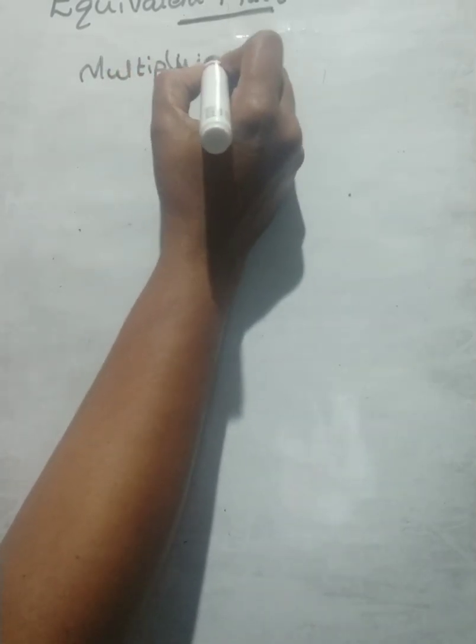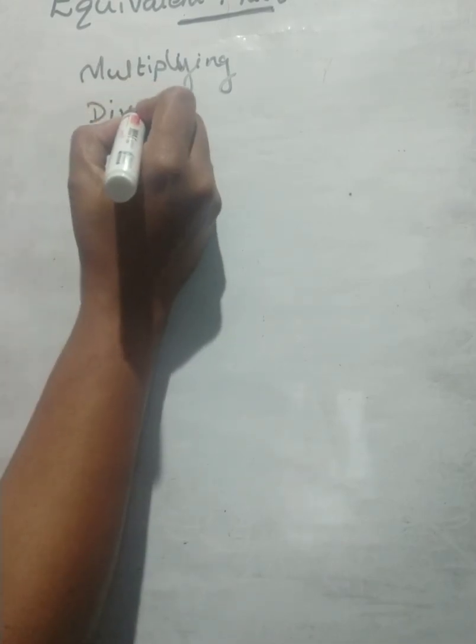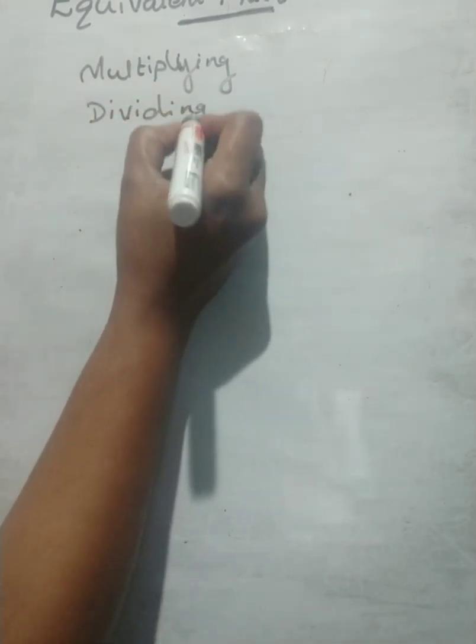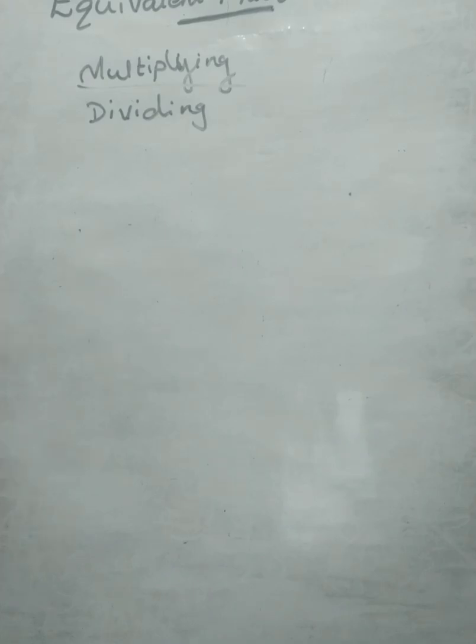There are two ways of finding equivalent fractions. One is by multiplying and another one is by dividing. Today we will study by multiplying.